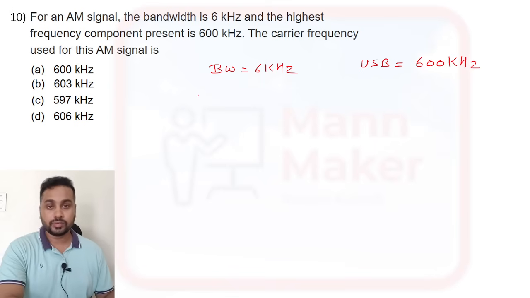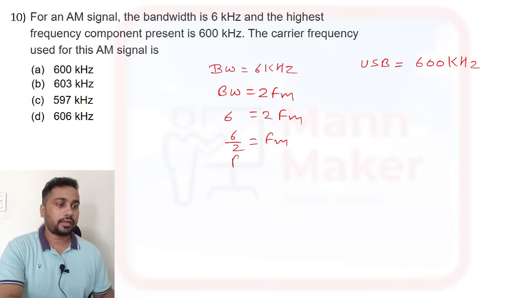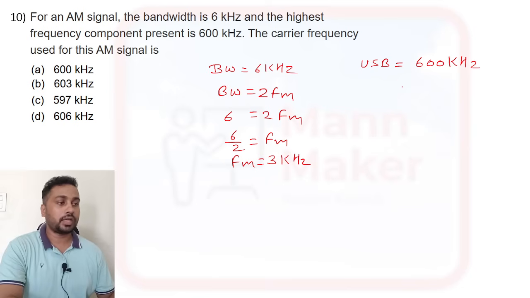If you see the bandwidth formula for an AM signal, bandwidth is equal to twice FM. So from here we can find FM: bandwidth is 6 kilohertz, so 6 by 2 is equal to FM, and FM equals 3 kilohertz.